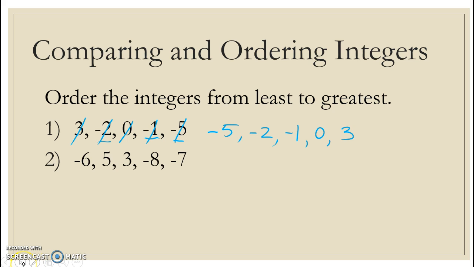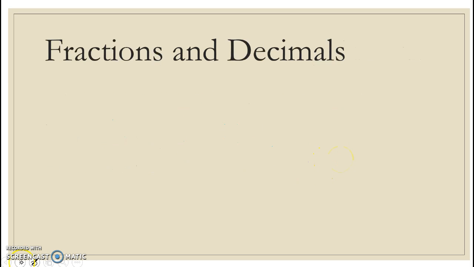Let's go ahead and try another one. Negative 6, 5, 3, negative 8, and negative 7. Again, I'm going to look at my negative numbers first, decide which one's the smallest. Here is negative 8, followed by negative 7 and negative 6. Then we have two positive numbers, and those are easier to order least to greatest. So we have 3, then 5. And we've got that one done as well. So that's integers overall. Now we're going to move into fractions and decimals.